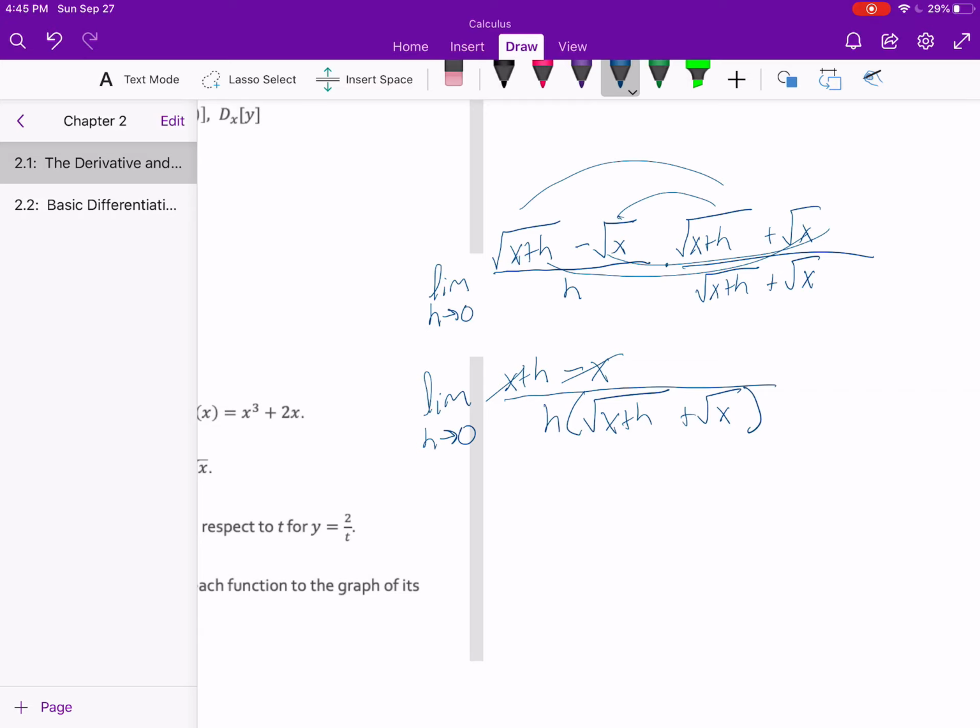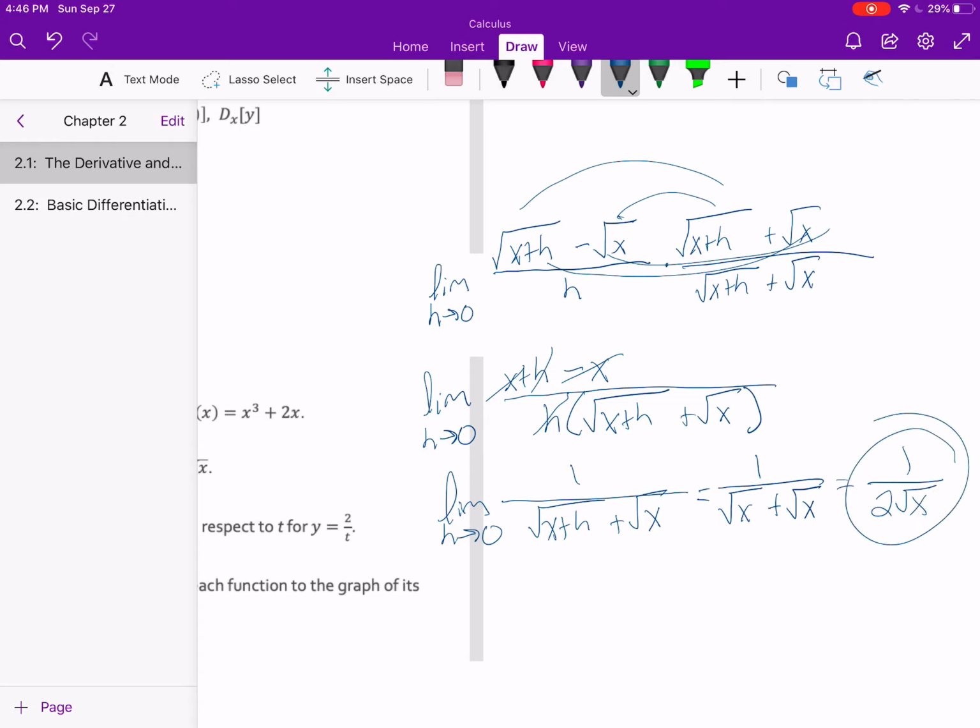This x and this minus x go away. This h is going to cancel with this h, so we're just left with the limit as h approaches 0 of 1 over the square root of x plus h plus the square root of x. As h goes to 0, we get 1 over the square root of x plus the square root of x, which gives us 1 over 2 square roots of x. Like I said, I understand that it's going to be a little bit more challenging, but just do your best with it.